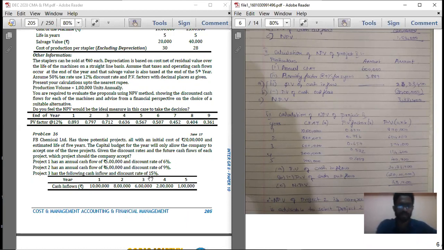So what is the discounted rate of return? 15%. So PV factor at the rate of 15% for all 5 years you should calculate. Here we can use the calculator to calculate the PV factor. What is the percentage? 15%. So how to calculate PV factor is 1 divided by 1.15. That is 1 divided by 1 plus interest, that is discounted rate percentage. So 1 divided by 1.15.